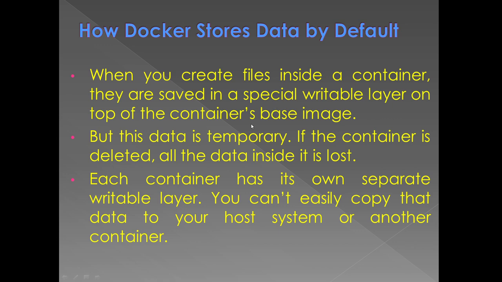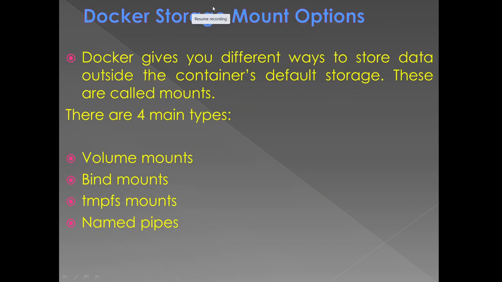When you create files inside a container, they are saved in a special writable layer on top of the container's base image, but this data is temporary. If the container is deleted, all the data inside it is lost. Each container has its own separate writable layer. You can't easily copy that data to your host system or another container.